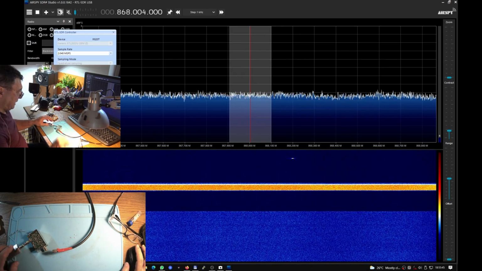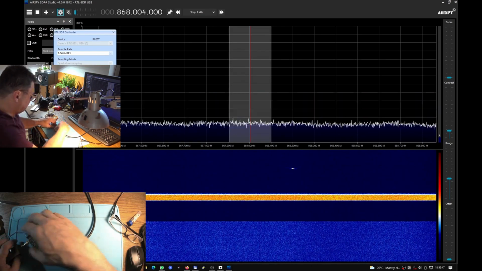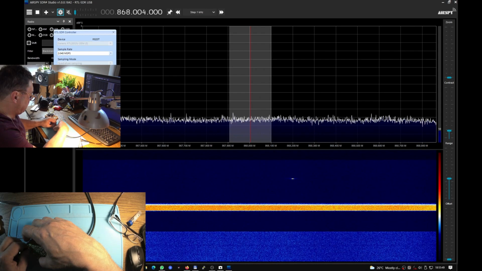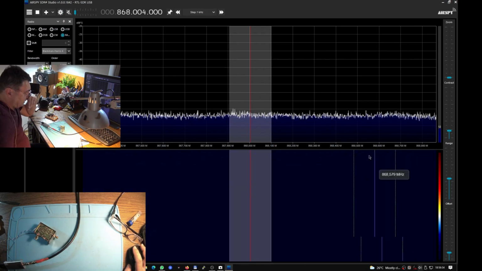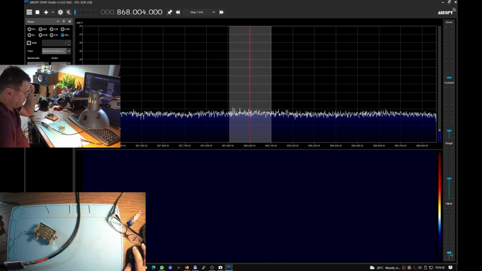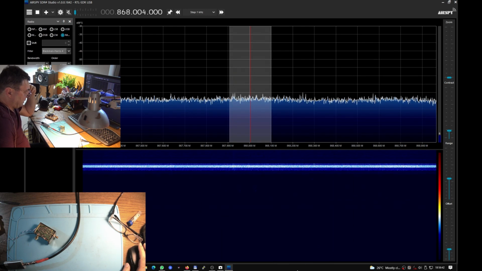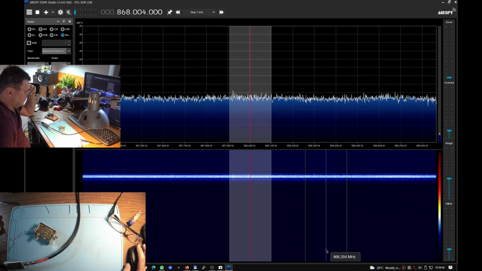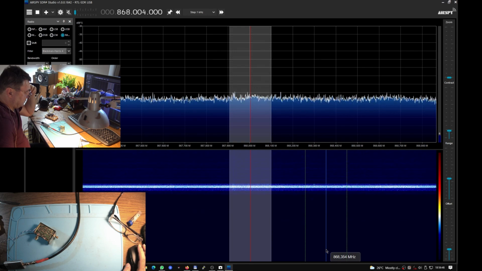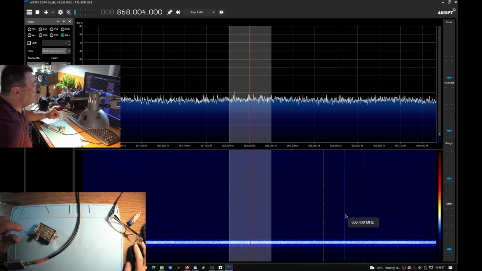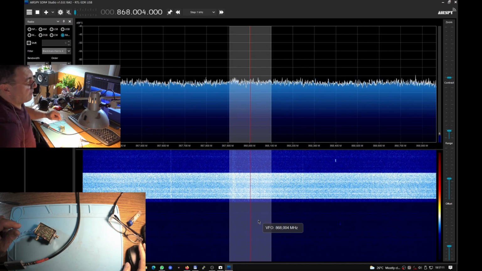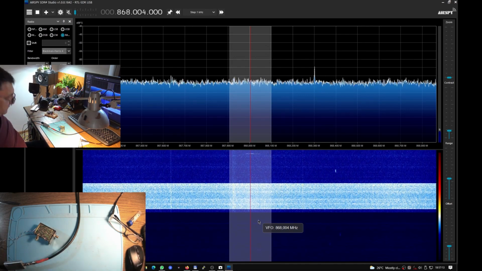I didn't expect that. It's a free stage amplifier. This should be really noisy. So this is the antenna only. We should see some LoRa activity. Anything? Yeah, I got one there. Some other. Yeah, it's working.